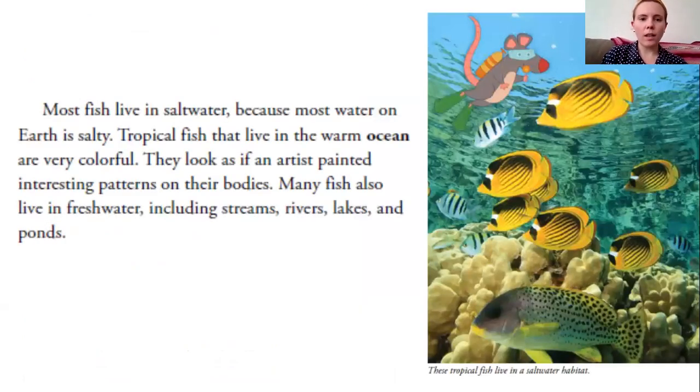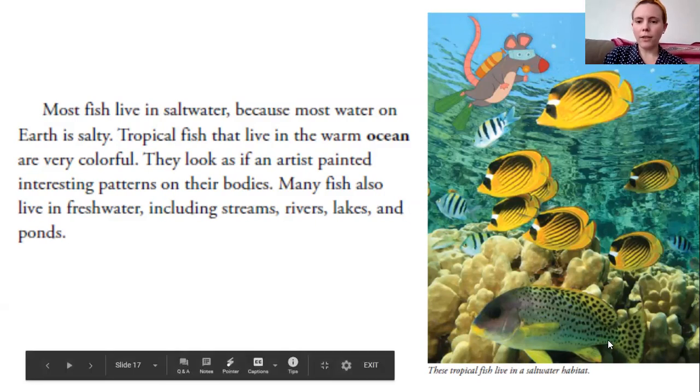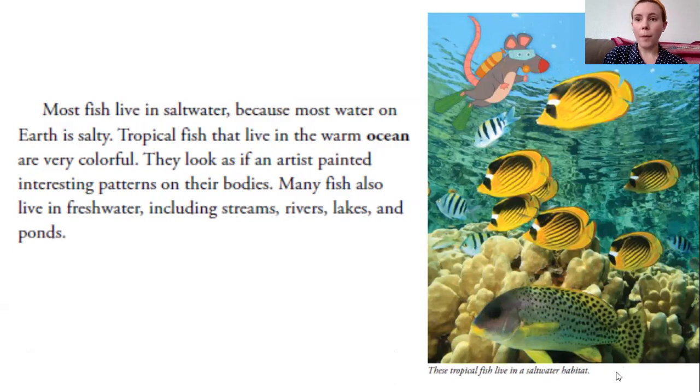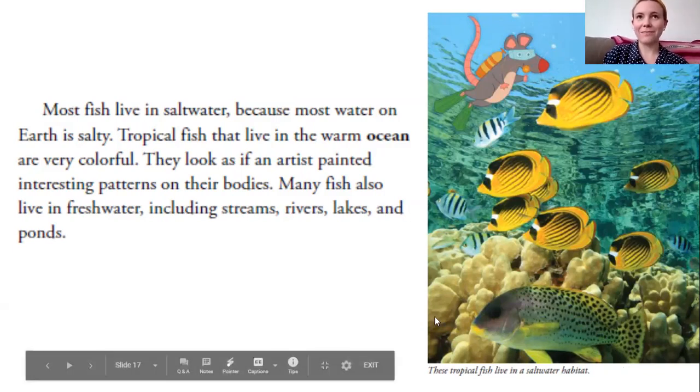Most fish live in salt water because most water on Earth is salty. Tropical fish that live in the warm ocean are very colorful. They look as if an artist painted interesting patterns on their bodies. Many fish also live in freshwater, including streams, rivers, lakes, and ponds. And with our photograph, the caption said these tropical fish live in a saltwater habitat. Remember, a habitat is a place where a creature lives.